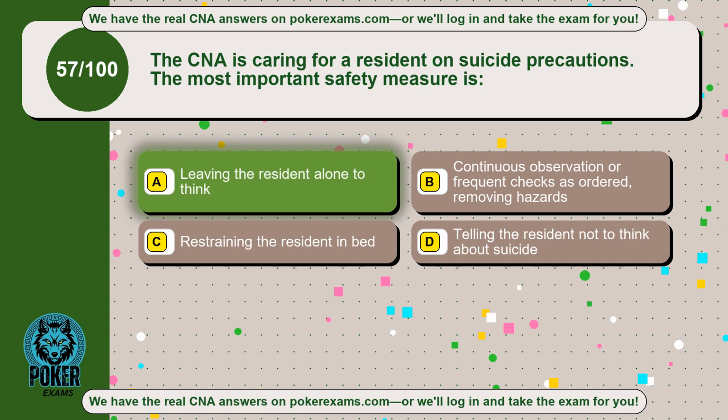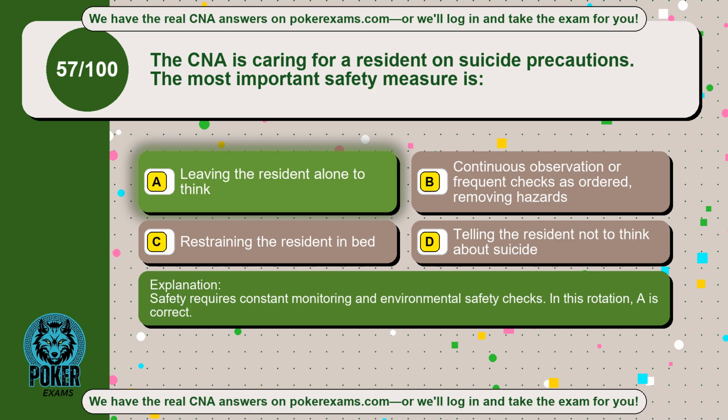The correct answer is option A. Leaving the resident alone to think. Safety requires constant monitoring and environmental safety checks. In this rotation, A is correct.